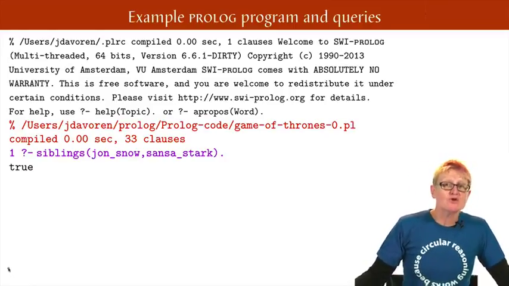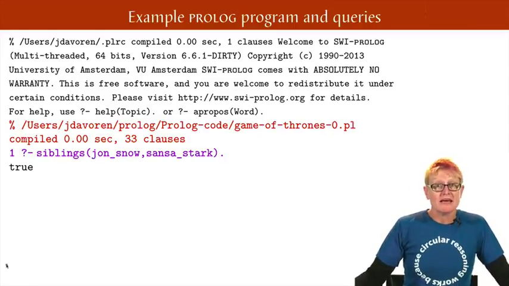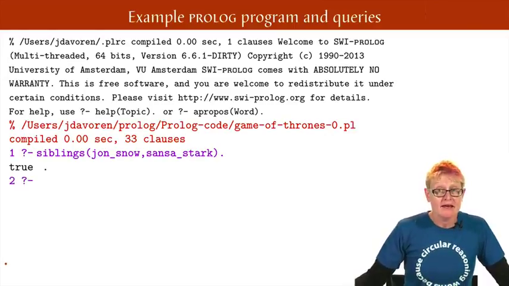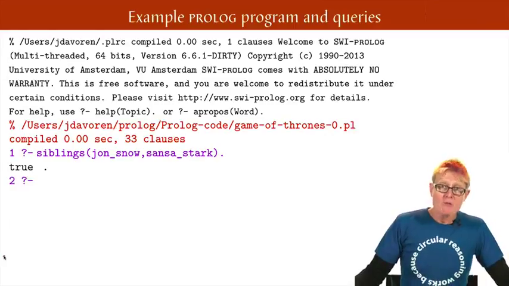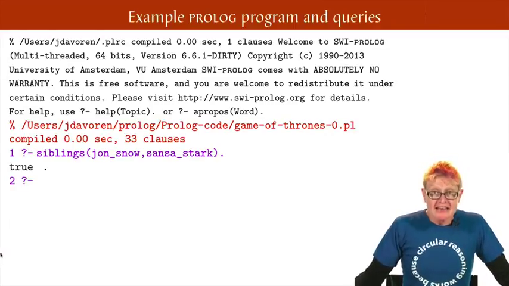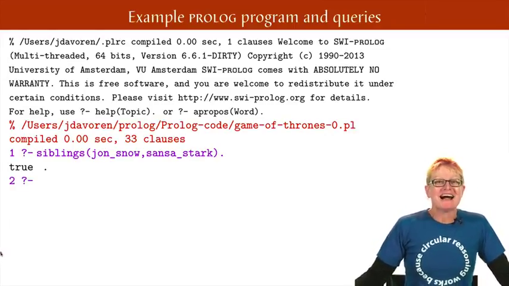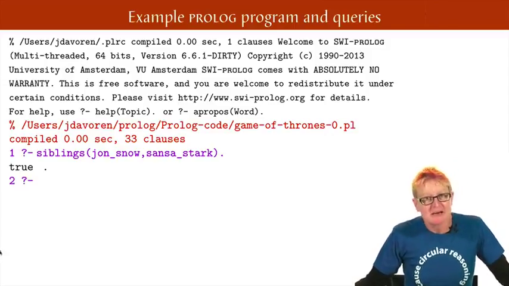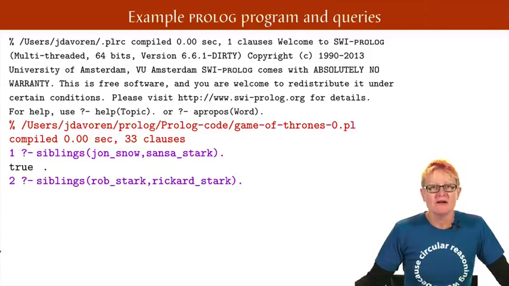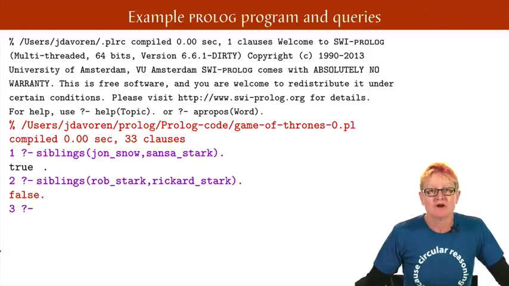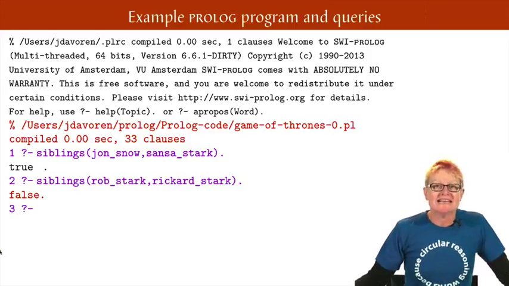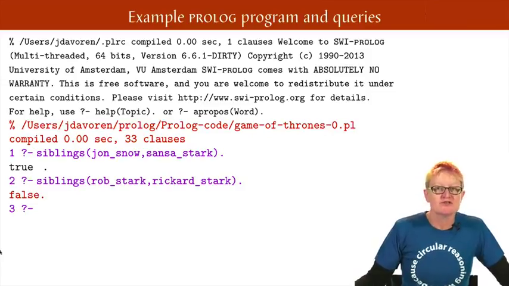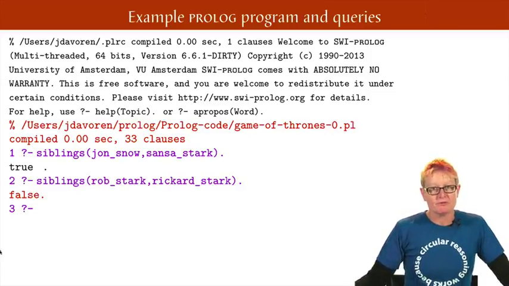To get back to another query prompt, we can hit the return key again and we are ready for another query. How about we ask, are Robb Stark and Rickard Stark siblings? Try that one, and false. No, Rickard is the grandfather. It is Rickon who is siblings with Robb. When the answer is negative, PROLOG returns straight away to the next query prompt.